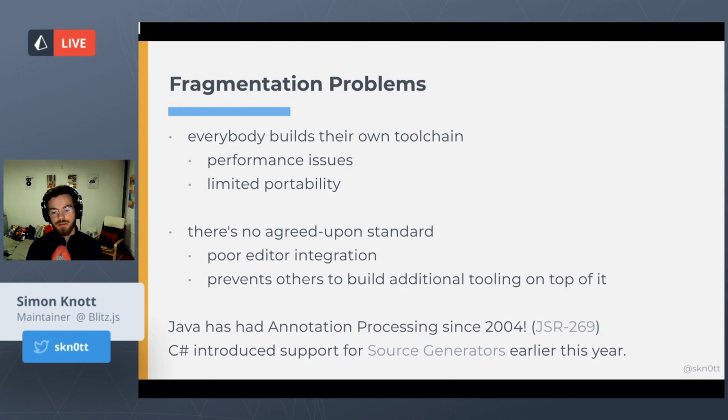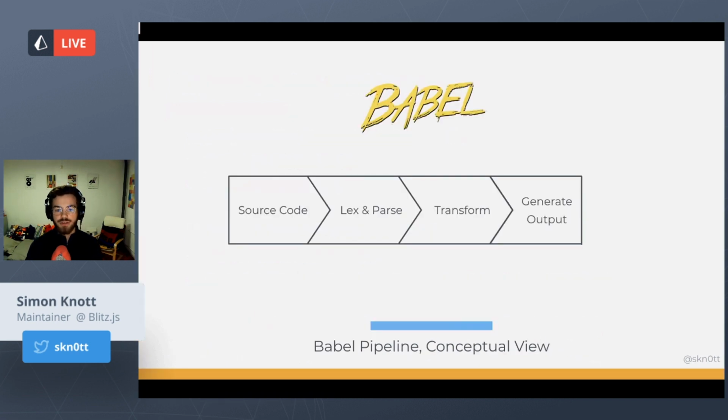And to see how that could work, let's have a look at a conceptual view of our current tooling. So this is a conceptual view of Babel. Remember, the tool that takes modern JavaScript code and turns it into old JavaScript code. So it takes some source code, like modern JavaScript code, and then it lexes and parses it. So lexing and parsing is the technical term for making sense of your code, and building a so-called abstract syntax tree, which is a representation of your program. And then after it lexed and parsed it, it will put that into the transform step.